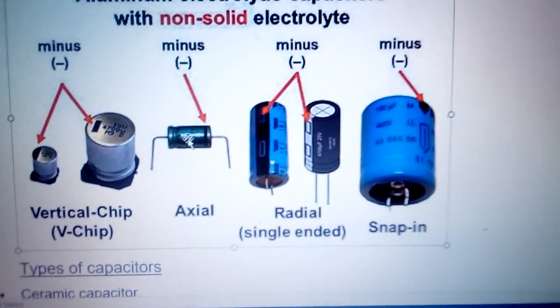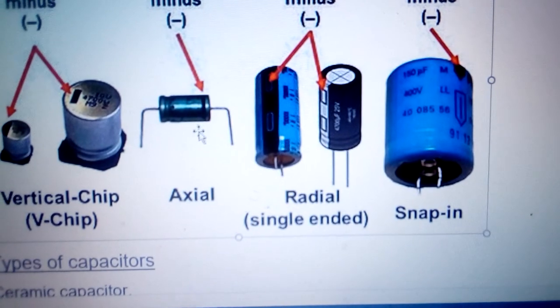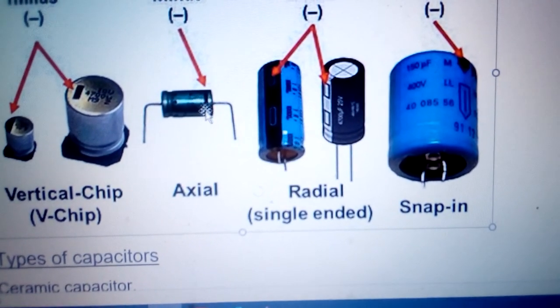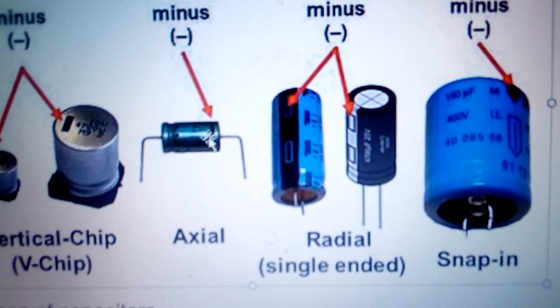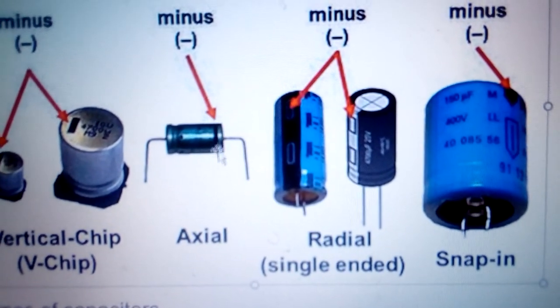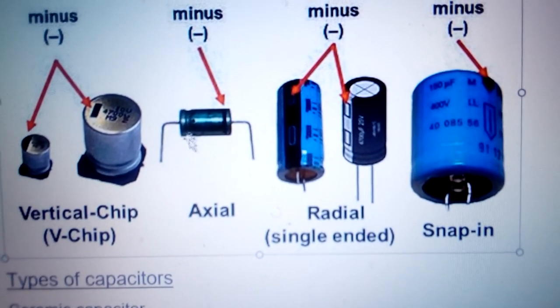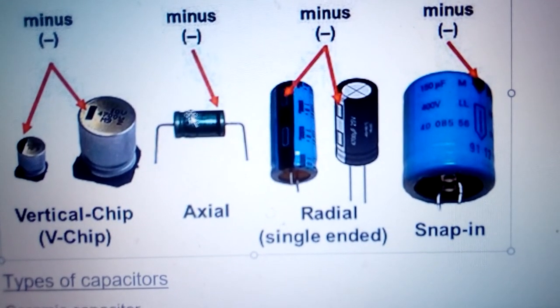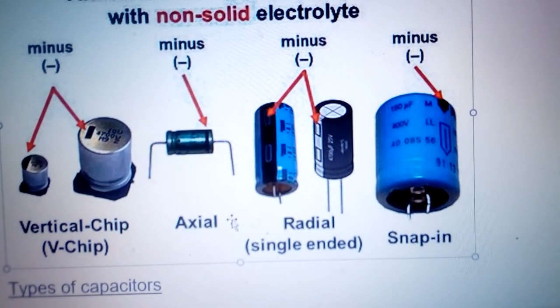We have this kind of capacitor. The lining here is the negative side. That's the minus sign, the negative side, and the other side that is not denoted with any sign is the positive side. That's for this axial capacitor.